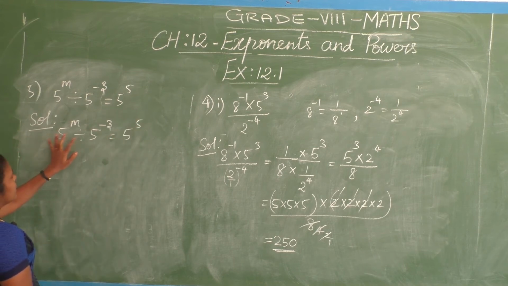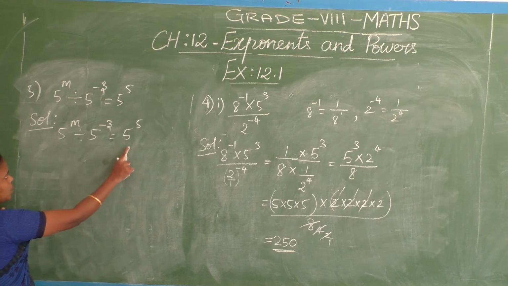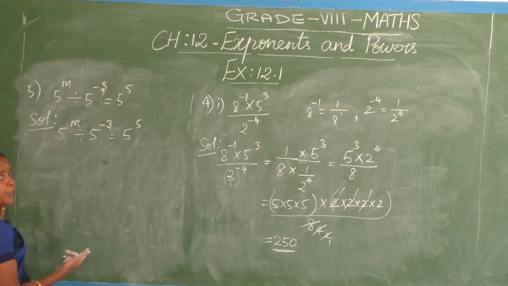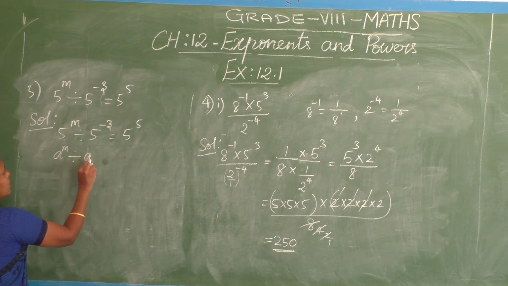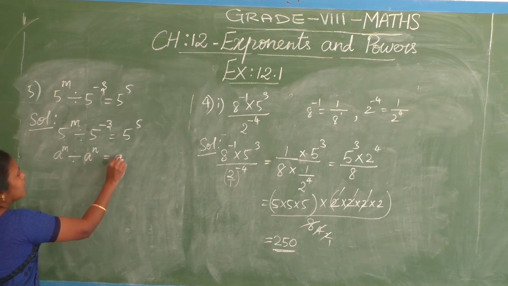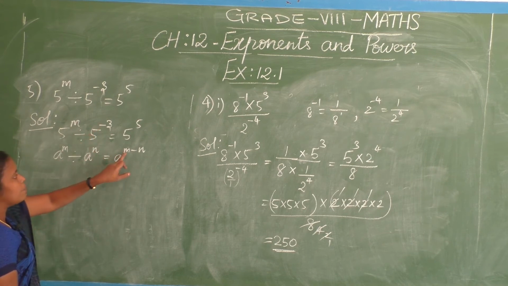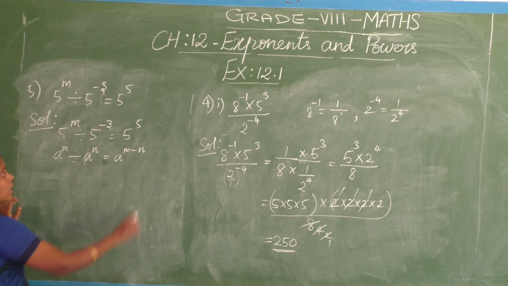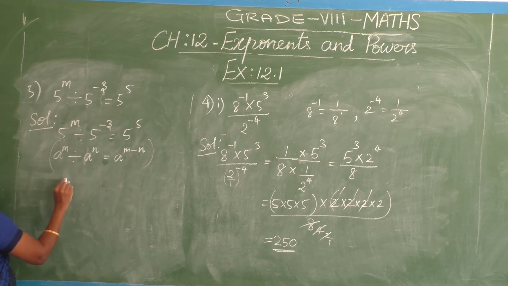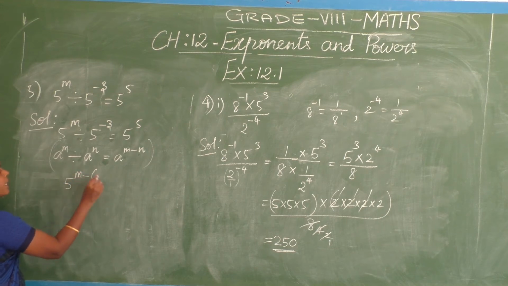See, if you consider the operation in the question, it is division. In division, the bases are same. So what do you know? a power m divided by a power n is equal to a power m minus n. Yes or no? In division, bases are same, powers can be subtracted using the second law. So what am I going to do? This left side part I am going to write like this: 5 power m minus of minus 3.